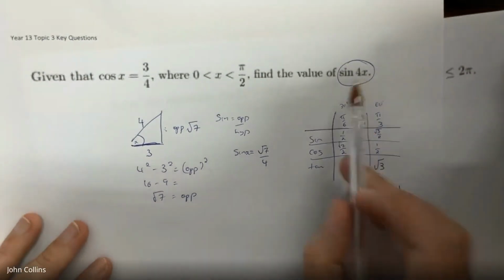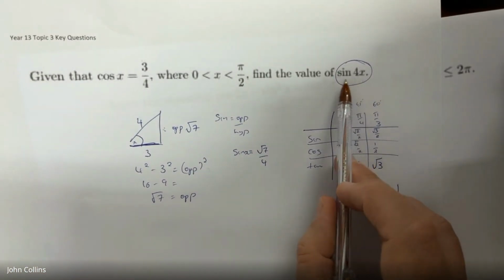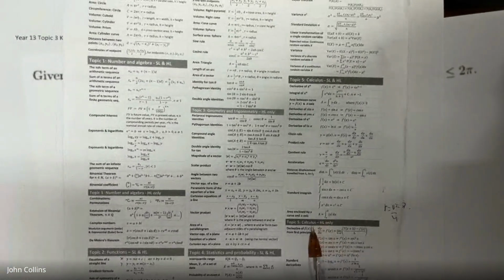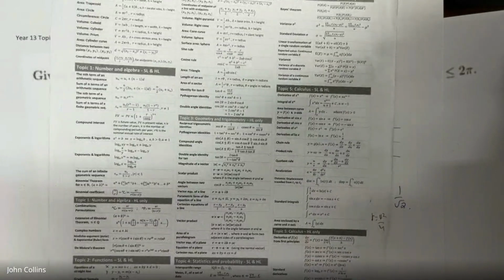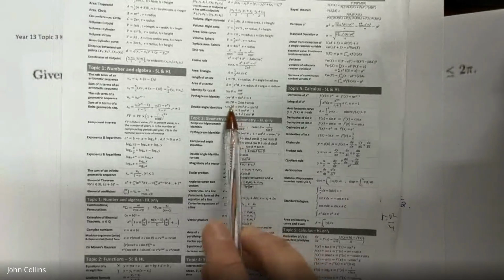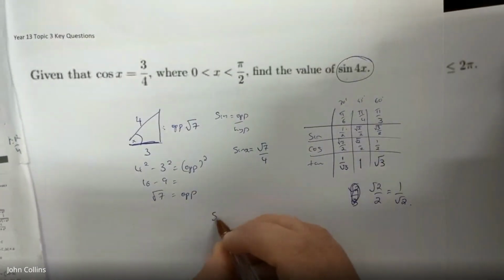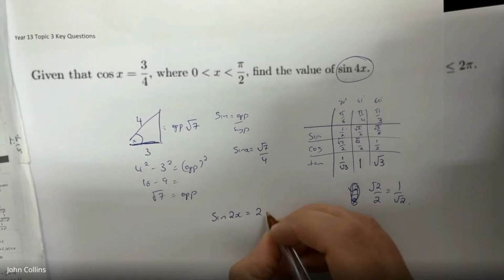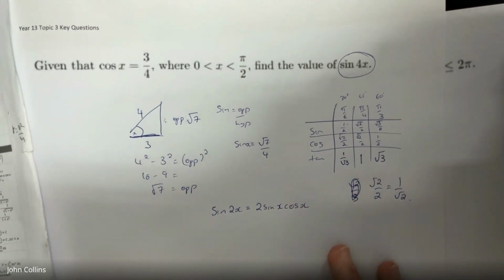Okay, so if I see this, if it's any more than one angle, so any more than just sine x, I will look at my formula booklet for double angles. So 2x, 4x, 8x, I look for double angles. This is hard to see on this one, I know. Okay, I'm looking down here, double angle identities, and I see something for sine 2x. So sine 2x is equal to 2 sine x cosine x from my double angle identities formula.